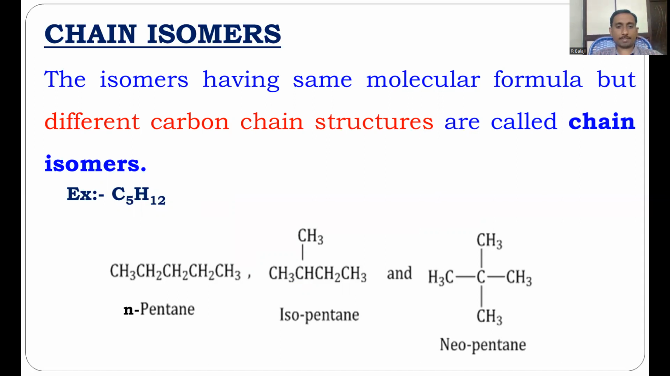The first one is n-pentane, the second is isopentane, and the third is neopentane. All have the same molecular formula but differ in their chain structure as well as in the shifting or substitution of methyl groups. So all three are chain isomers of C5H12.